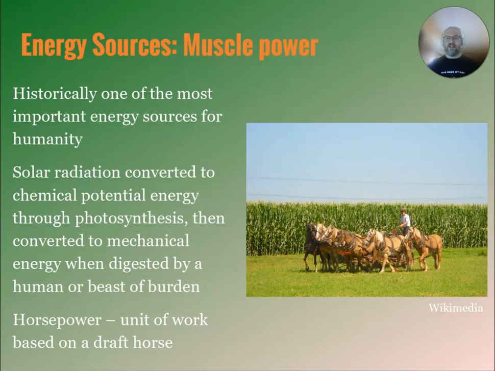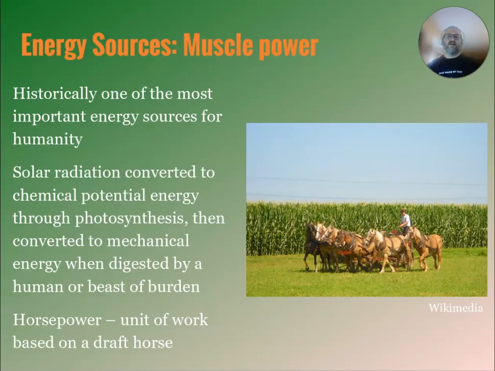Then an animal, whether that's a human or a horse or whatever, will eat that plant. We will release that chemical potential energy by digesting the food, and we'll convert that energy then into mechanical energy by doing something, by picking stuff up, walking around, dragging things, cutting things, whatever work that we're doing. So you can see this chain of conversion of different types of energy. We have nuclear energy turning into electromagnetic radiation, turning into chemical potential energy, turning into mechanical energy.